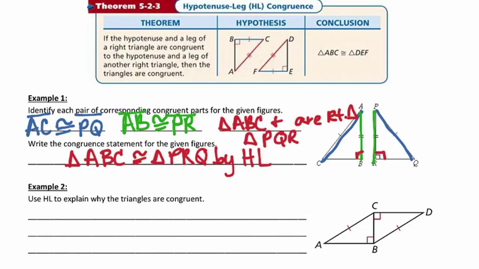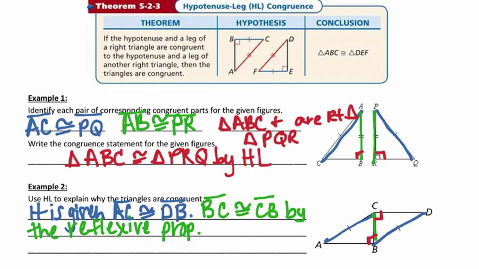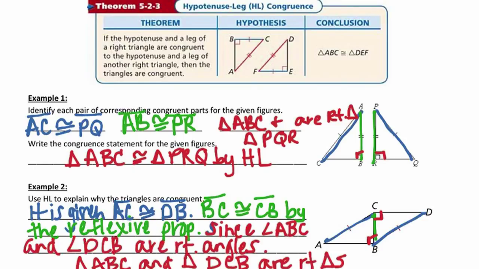For example 2, we're going to use the hypotenuse leg to explain why the triangles are congruent. So we're going to look at what is given to us, and what is given is that AC is congruent to DB. And we know that BC is congruent to CB by the reflexive property. And since these are right triangles, angle ABC and angle DCB are right angles. So these right angles that make up our triangle make the triangle a right triangle. Therefore, triangle ABC is congruent to triangle DCB by the hypotenuse leg theorem.